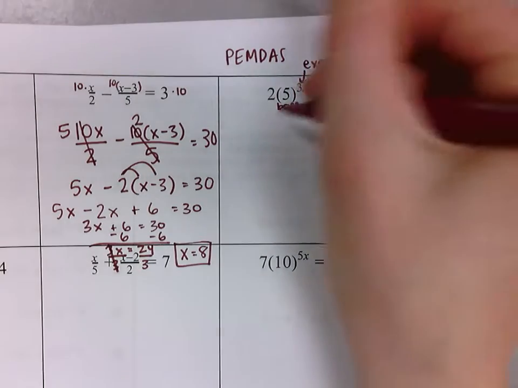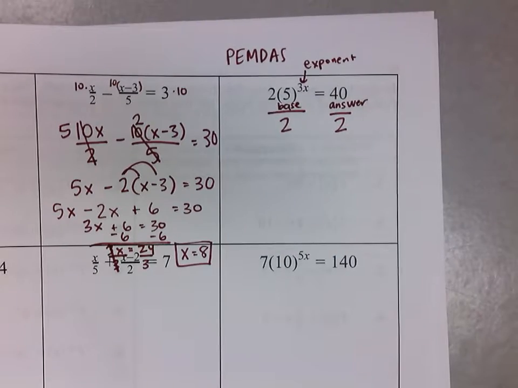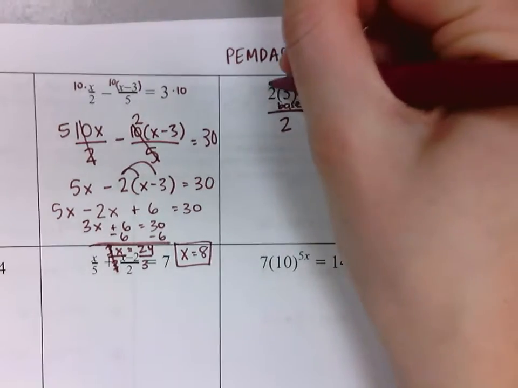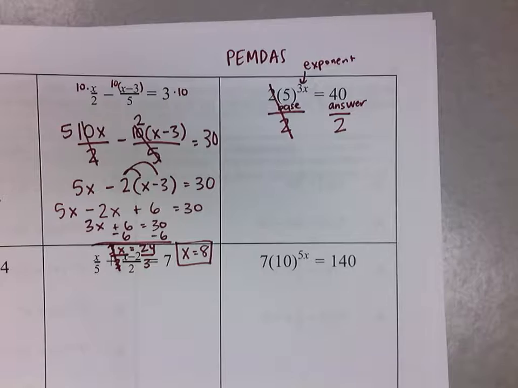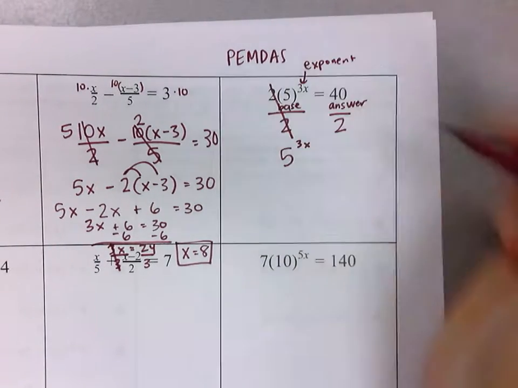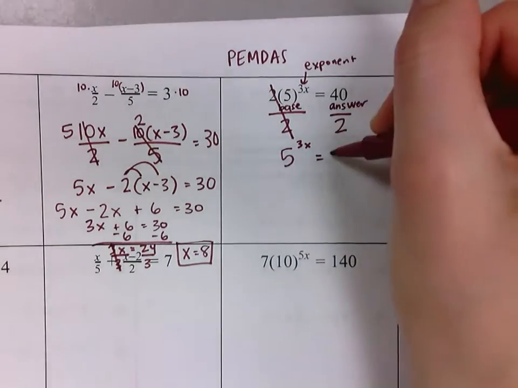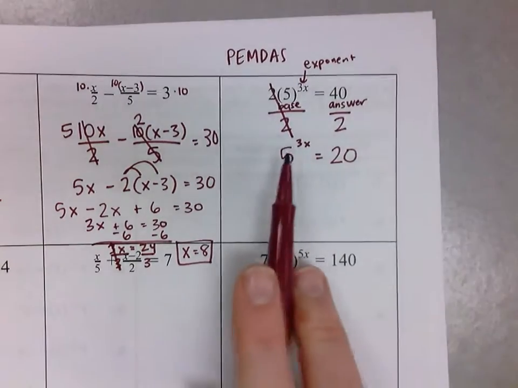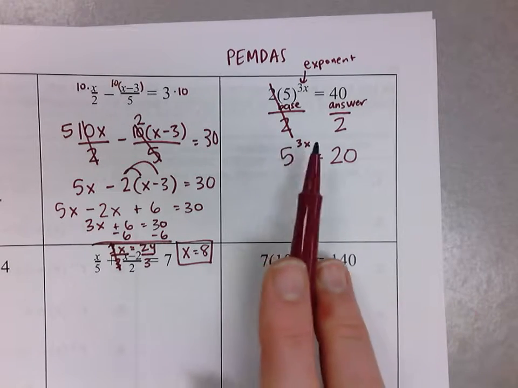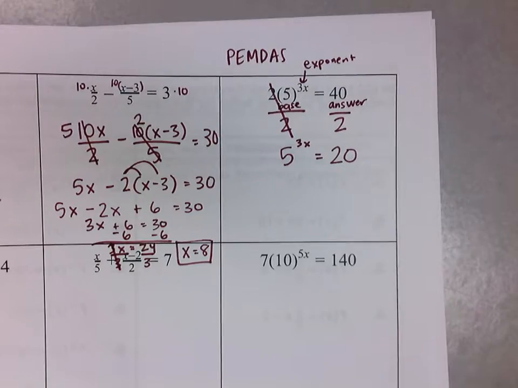So instead, we're going to undo the 2 by dividing it on both sides. So 2 divided by 2 is 1. That's gone, because 1 times anything is itself. So now I have 5 to the 3x equals 40 divided by 2, which is 20. So now I have my base, my exponent, and my answer. I'm ready to convert to log form.